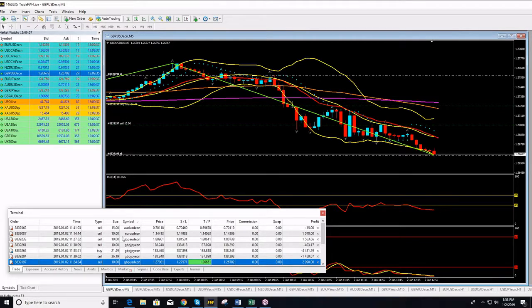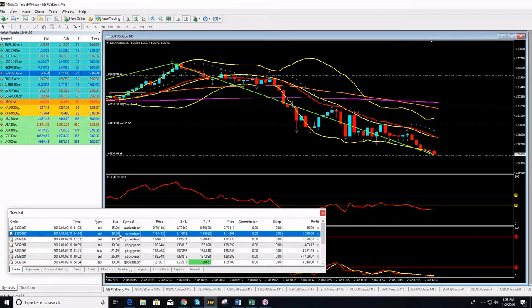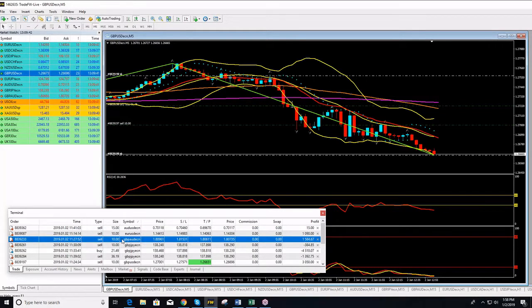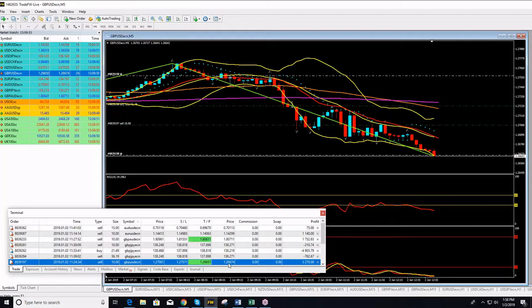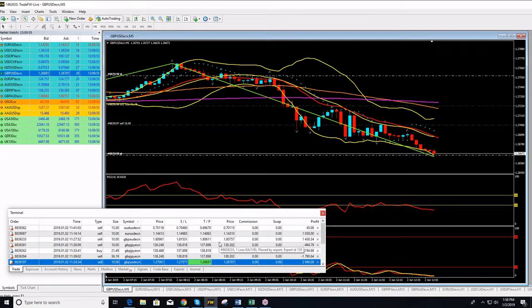In the meantime, our short positions on euro dollar are making money. Our short positions on pound Aussie are making money. So we are getting ready also to hit TP on pound Aussie, guys. Pound dollar is just 2 pips now away from the TP. Green lights, and we like green lights, guys.